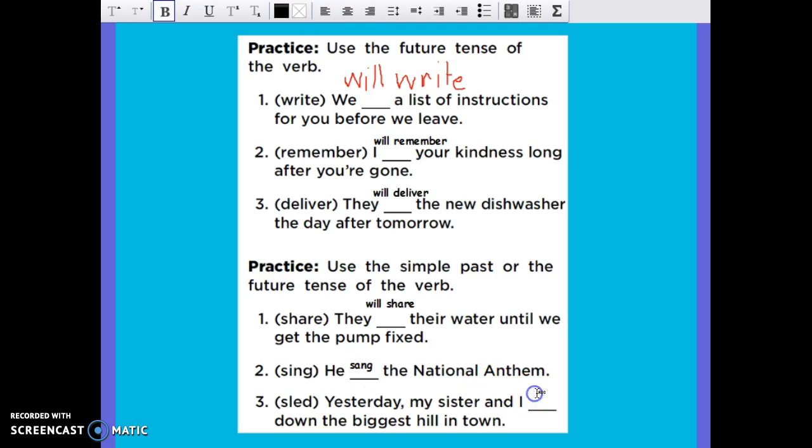And for one more past tense verb, since we're talking about yesterday, my sister and I sledded down the biggest hill in town. This is an example where we have that vowel and consonant. We double our consonant and add our ending. So yesterday, my sister and I sledded.